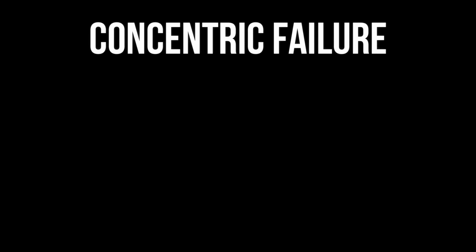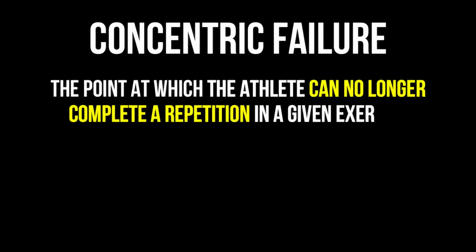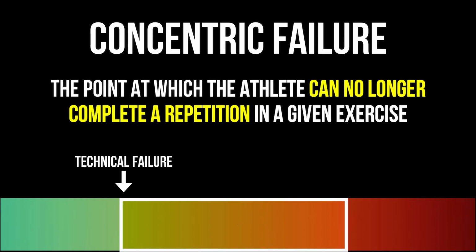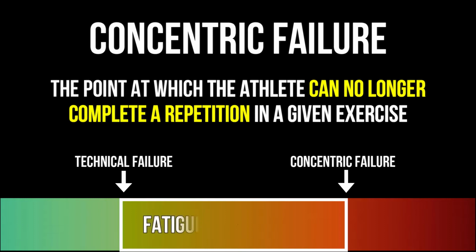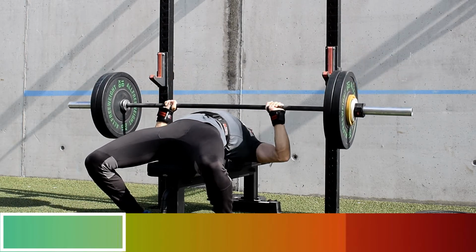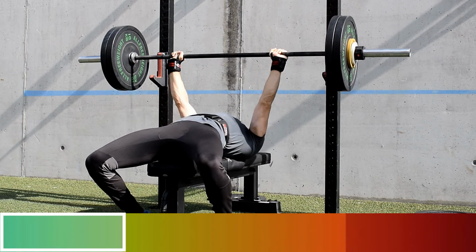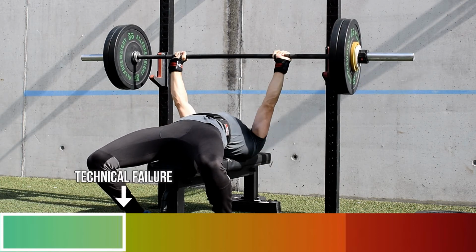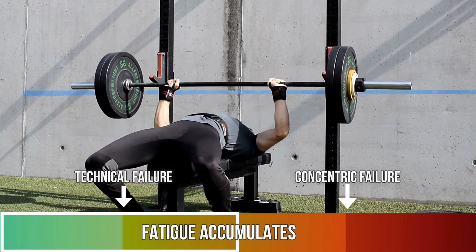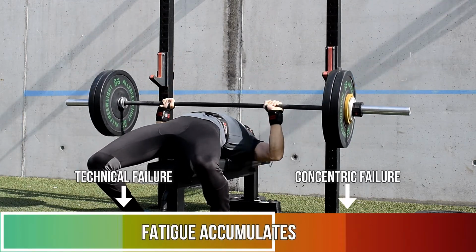Concentric failure. This is another conceptual landmark to help us understand the next destination within the fatigue continuum. Once the athlete gets past technical proficiency, the individual has to continue to complete work in a fatigue state. This is neither good or bad. It all depends on what the goal is. For example, if the athlete is going through a phase where hypertrophic adaptations are desirable, aka gaining muscle mass, then it makes sense to train past technical failure and spend time doing work close to concentric failure.